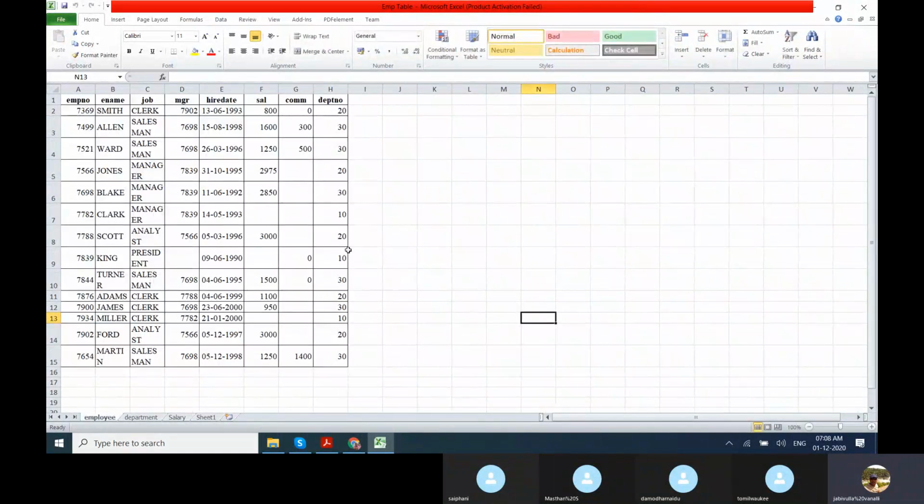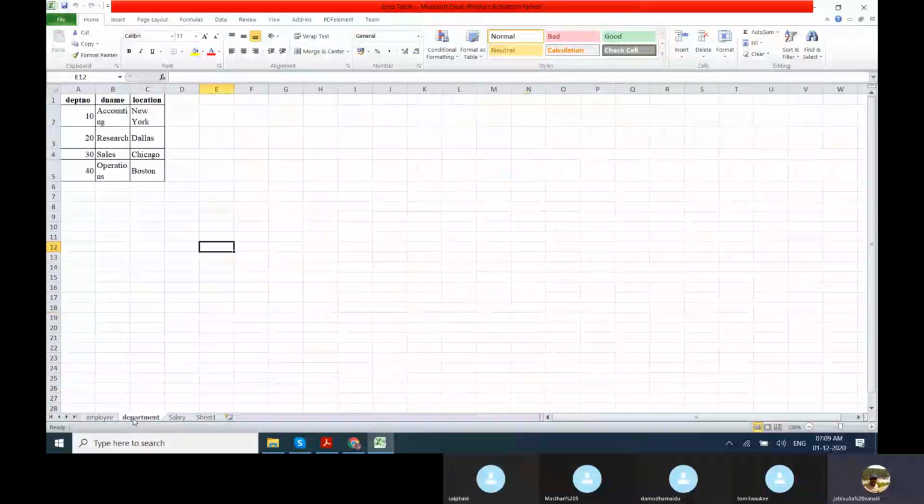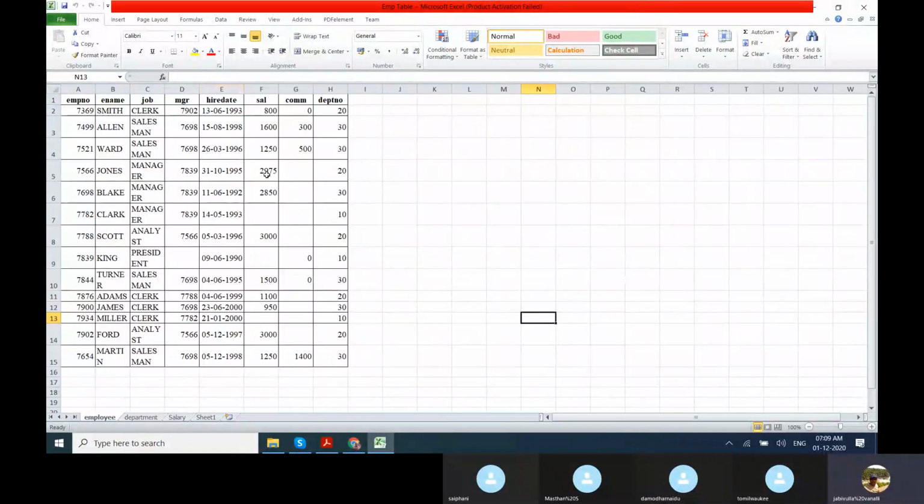So here the employee table is there. In the employee table, employee name, employee number, job, manager and hire date are there. Between the employee table and the department table, which one is the common column? The common column between the two tables is department number. Okay, so department number is the common column between two tables, correct?